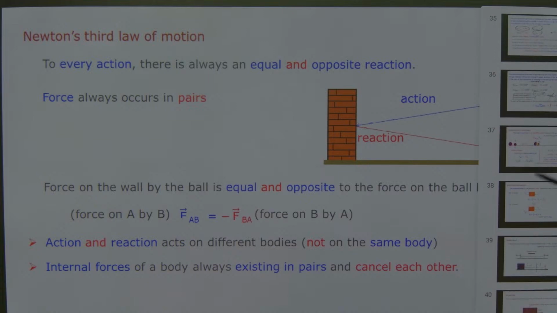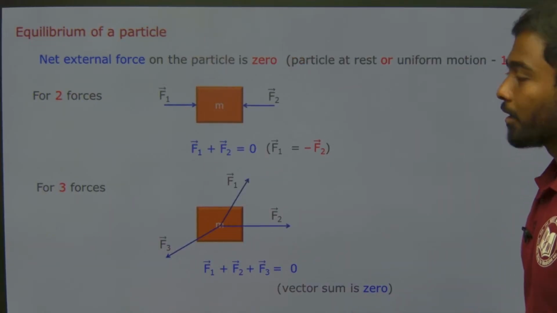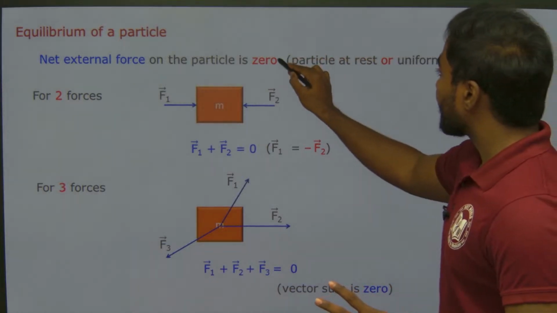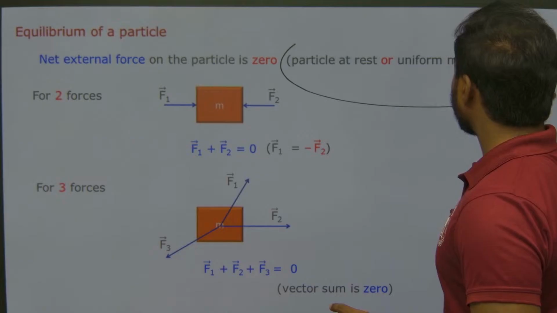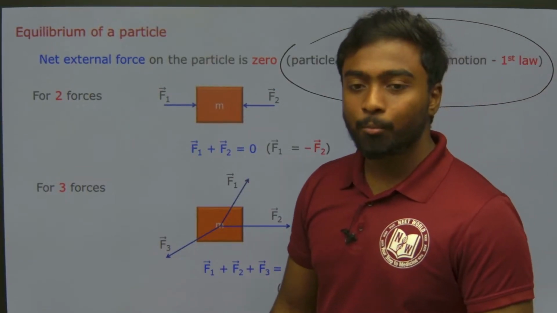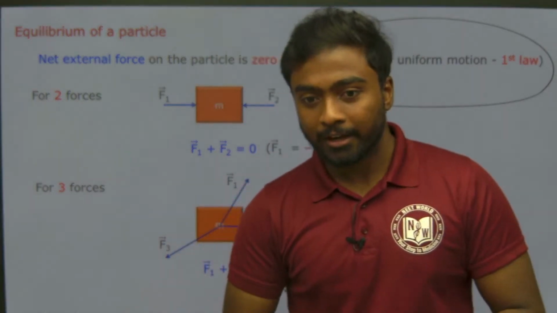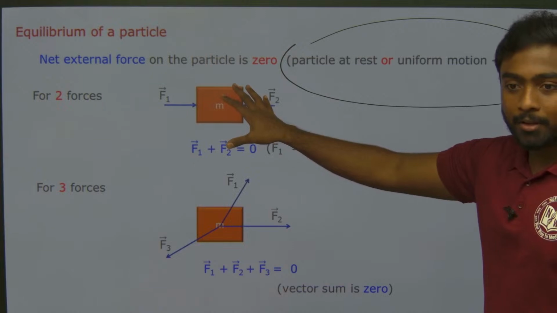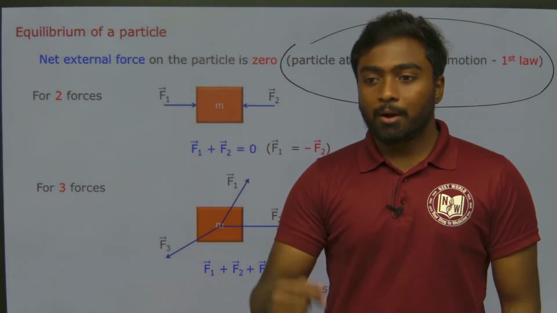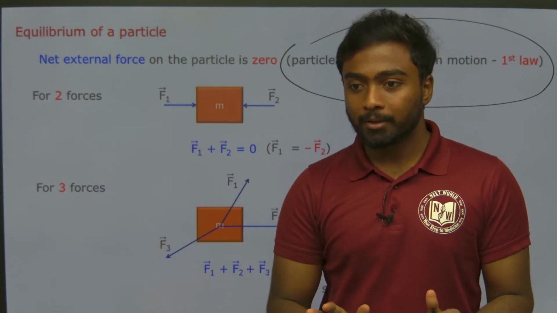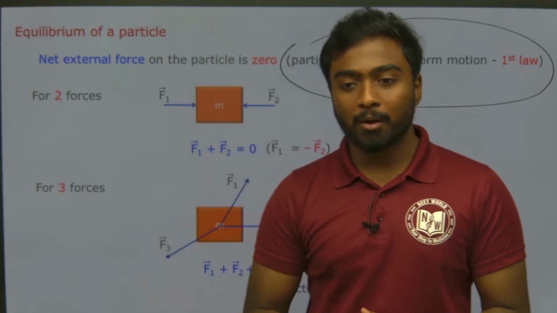Done. So the next one is equilibrium of a particle. The net external force on a particle is 0 when the particle is at rest or in uniform motion. So what does the first law say? Newton's first law: when a body is at rest or in motion, it stays so unless or until an external force acts on it. Suppose a body is at rest. Whatever the gravitational force is acting, the normal force will be acting in the opposite direction, which is nothing but the weight and the normal force.